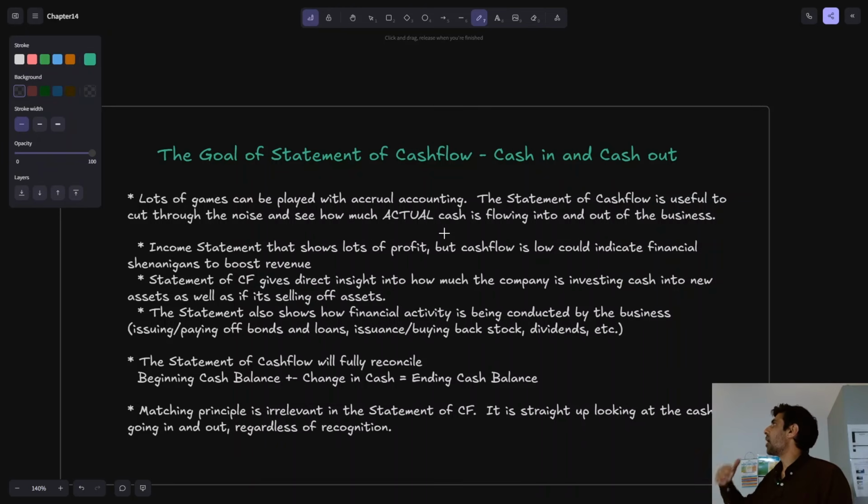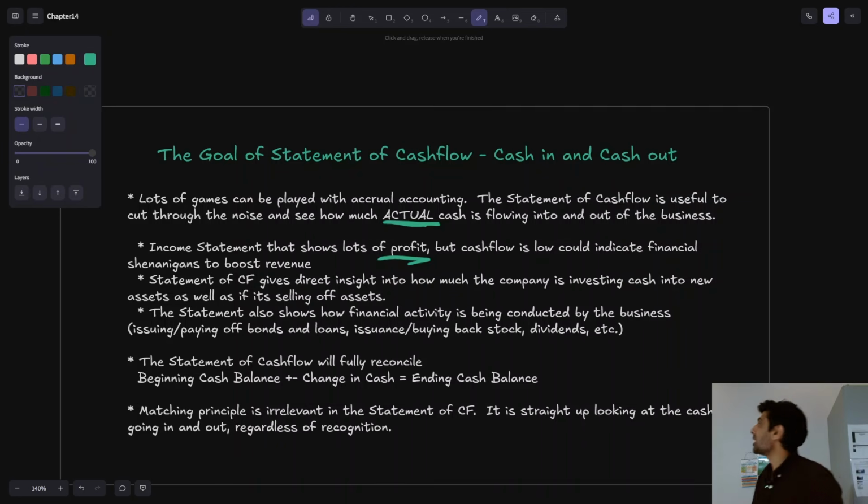So the statement of cash flow on its own is not as useful as the statement of cash flow as part of this package of financial statements. But it is an important one. Again, we're trying to see how much actual cash is flowing in and out of the business. For example, on the income statement, you can show a lot of profit, but the cash flow could be low.